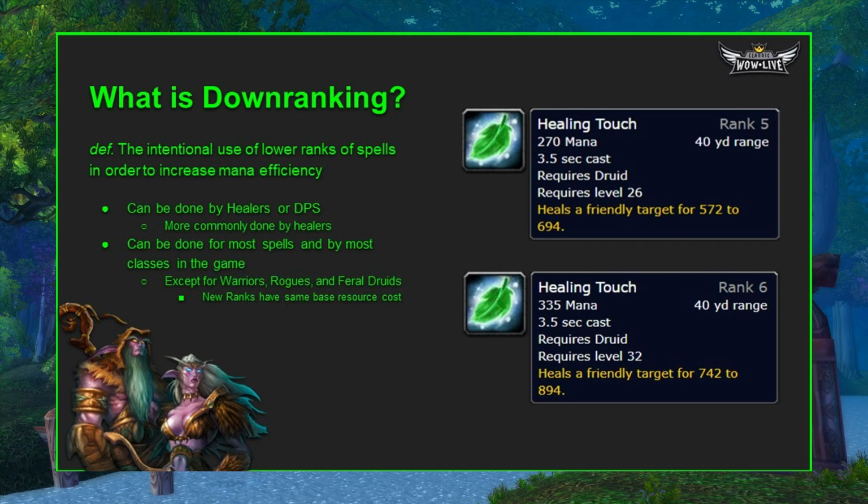On the right is an example of Healing Touch. You'll see I have two different ranks, and you'll notice that rank 5 is a lower mana cost, but also a lower range of the heal, compared to rank 6, which is a higher mana cost and a higher potential range of effect. You might be thinking, why would I ever use a lower rank?